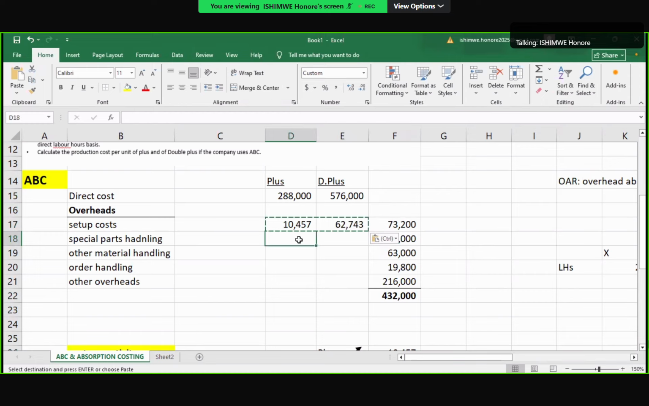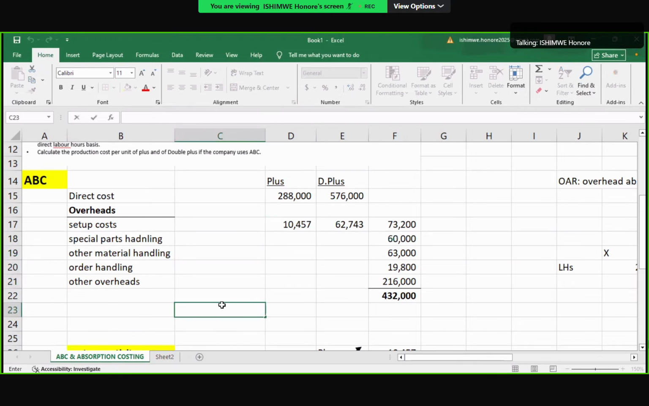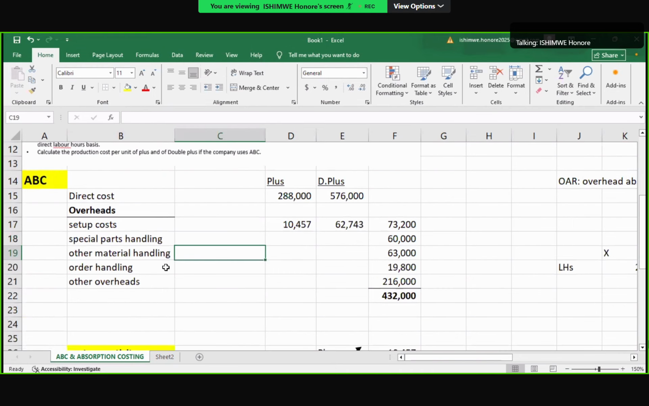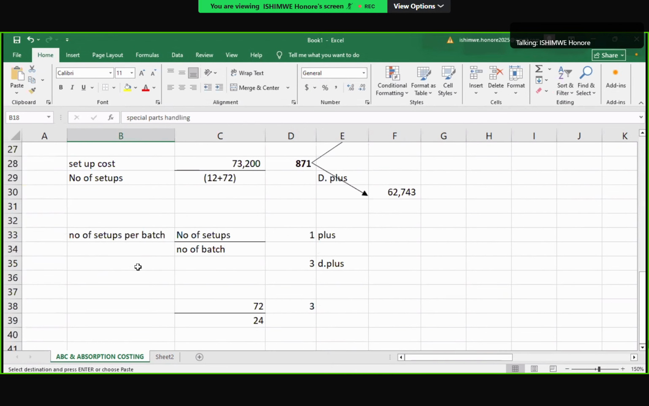Now I apportion it. I go to the second one. The same story, that's what I'm going to do, the same as what I have done: other material handling, order handling, other overheads. Then I get my marks. You see. Now let's go to special parts handling. We go to the second activity.